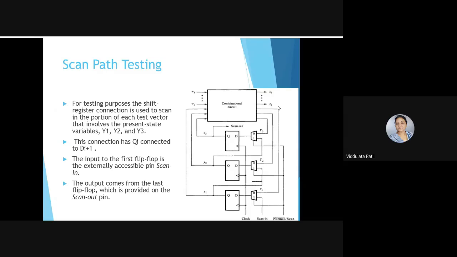Now let us see how this circuit is going to work. For the testing purpose, the flip-flops work as a shift register. Whenever we are using it for the normal purpose, depending on the inputs and the previous state, we will get the output. But whenever we are using this circuit for the testing purpose, these flip-flops will work as a shift register.